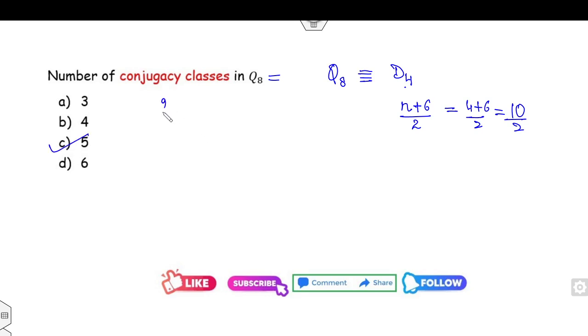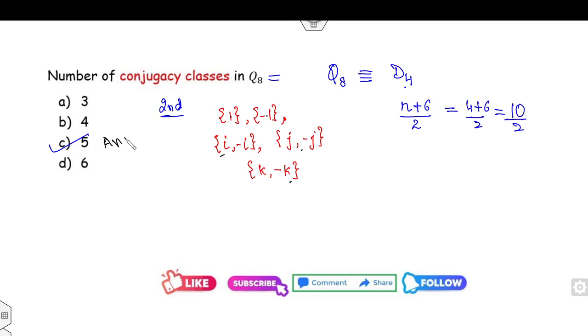Fine. Second method, you can see what are the conjugate classes of Q8. Identity 1, then minus 1, then I and minus I. Second pair is J and minus J, and K and minus K. These are the conjugate classes. How many conjugate classes? 1, 2, 3, 4, 5. Again, you can see 5 is the right answer, because these are isomorphic groups.